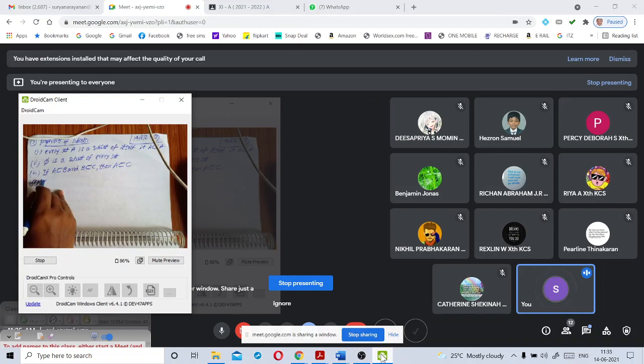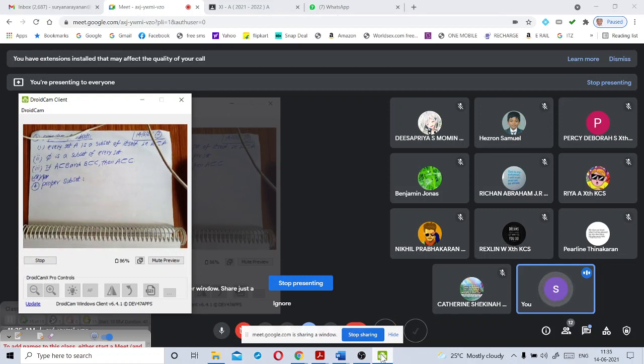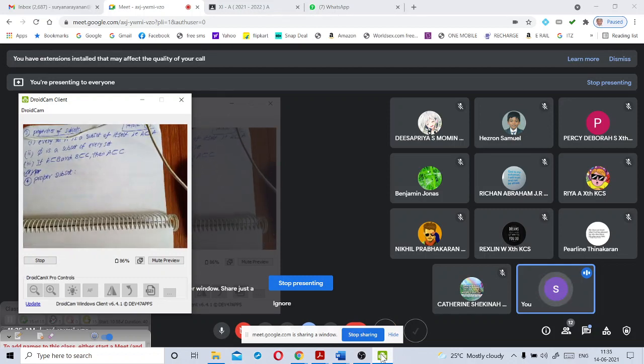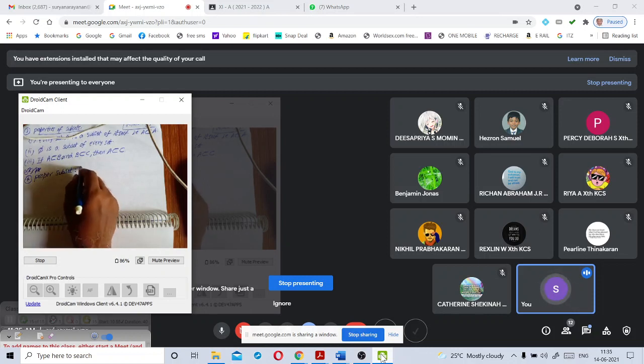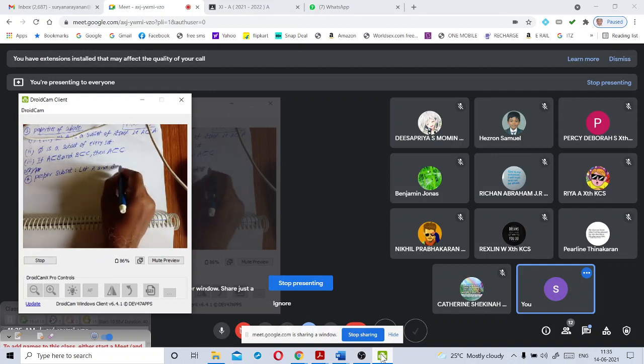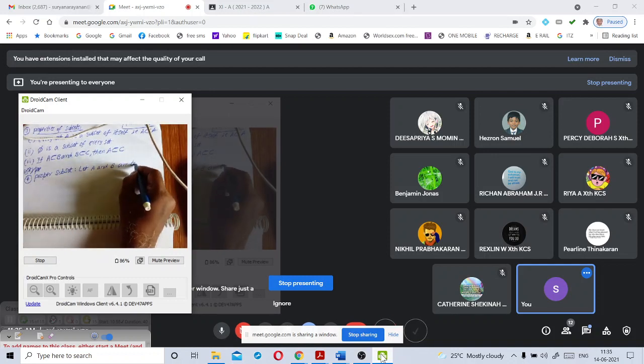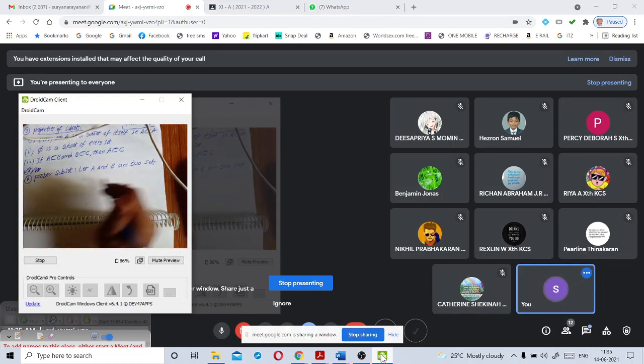Next, let us define proper subset. What is meant by proper? Just now we have defined subset of A. Now we define proper subset. Let A and B be two sets.